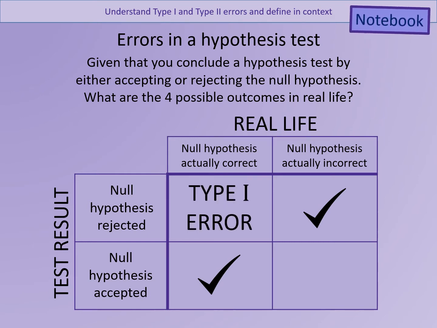So in the situation where the null hypothesis was actually correct, but it was rejected by the test, we would call this a type 1 error. In the situation where the null hypothesis was actually incorrect, but the test accepted it, we would call this a type 2 error.